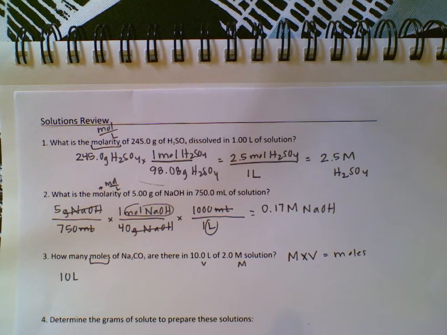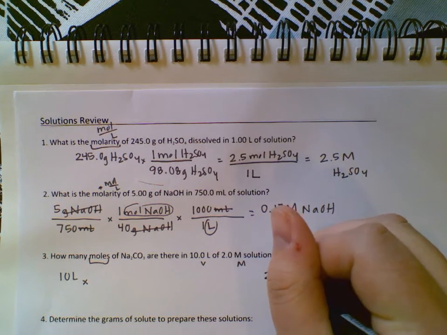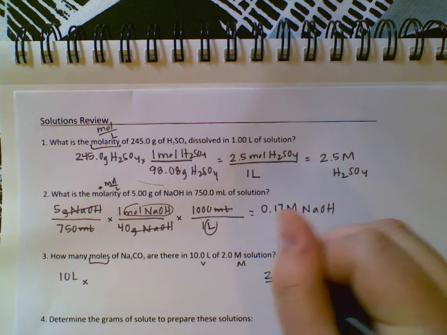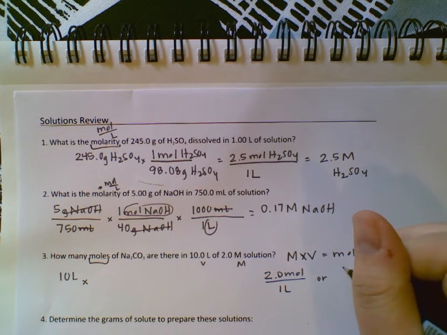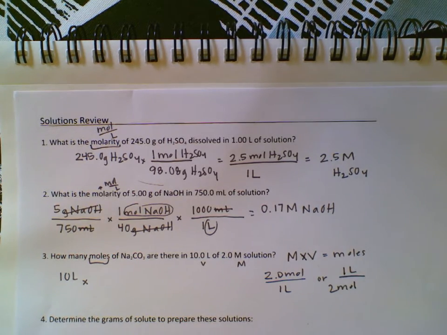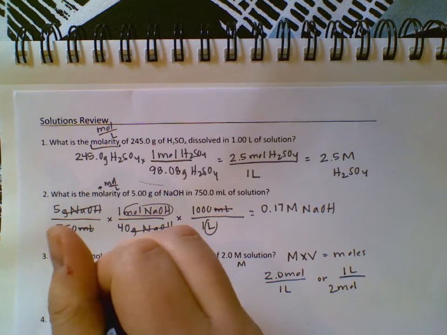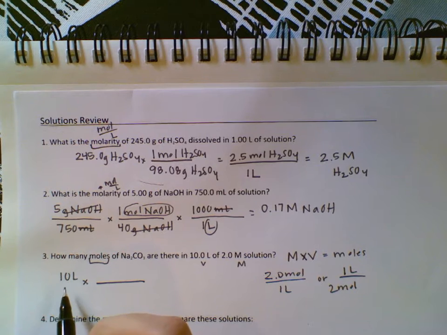I have options with my molarity. I'm going to make a little note over here. Remember that molarity is either 2 moles over 1 liter, or you could flip it and use it as 1 liter over 2 moles. And you just kind of have to decide which one is going to make the most sense for this particular context. So in the case of number 3, I have liters on the top, and I am looking for moles to be part of my answer.